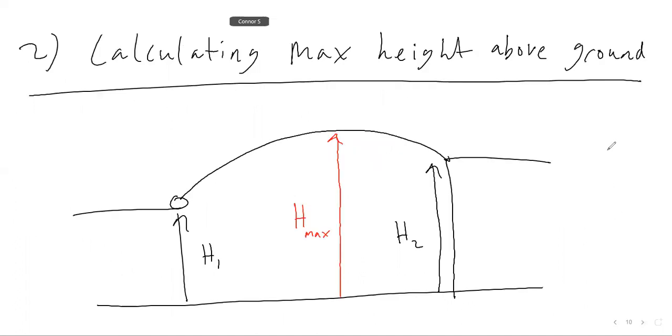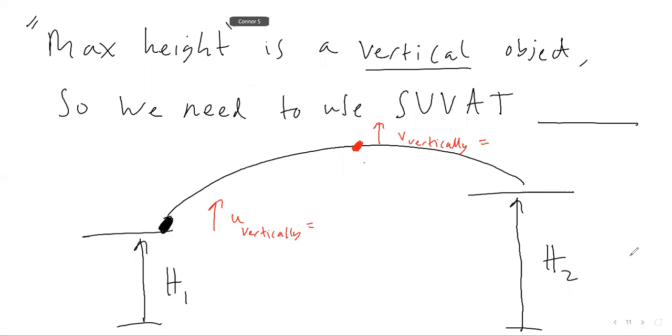Now, let's look at calculating the maximum height of the projectile above the ground. So how are we going to do this? Remember that for a maximum height, we're talking about vertical motion. Height above the ground is a vertical object, so we need to use Suvat vertically. So what is our initial speed vertically? This was the initial speed we had before, wasn't it? So it was u sine theta.